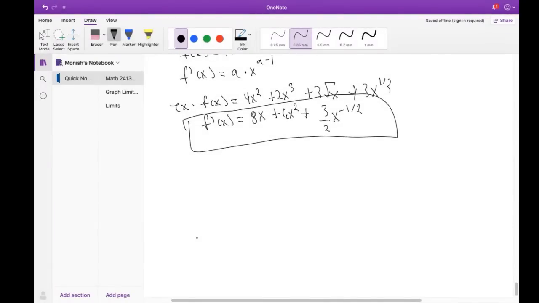And now we can go over two things real quick that you should know. If I have f of x is e to the 5 cosine of x, what's my derivative for this?